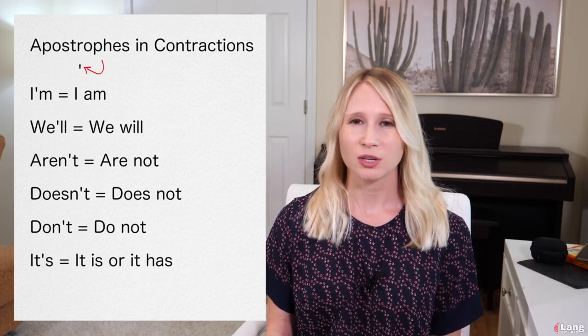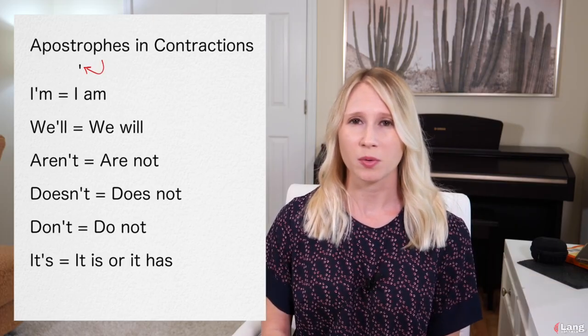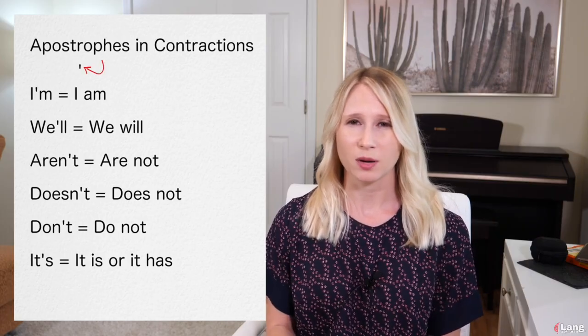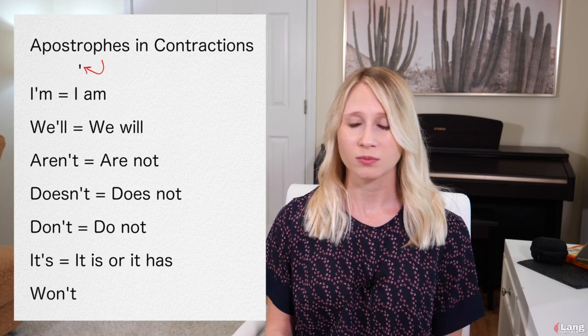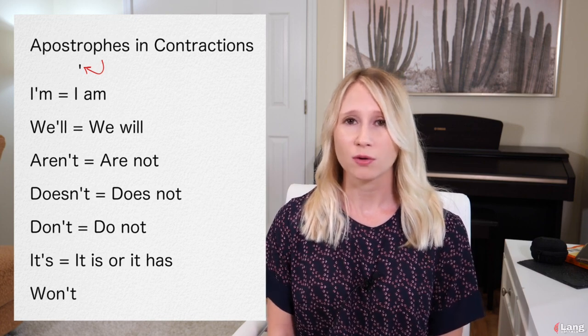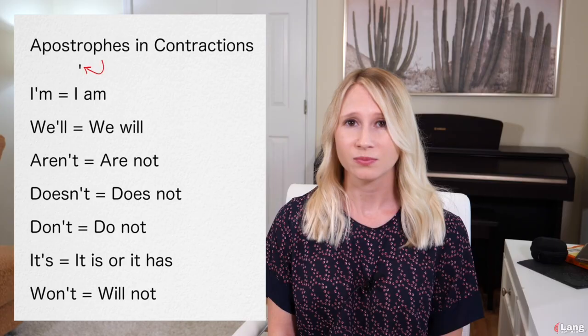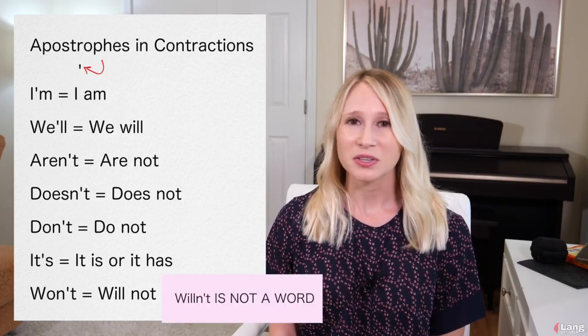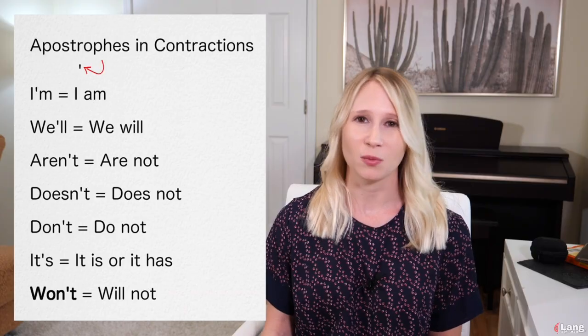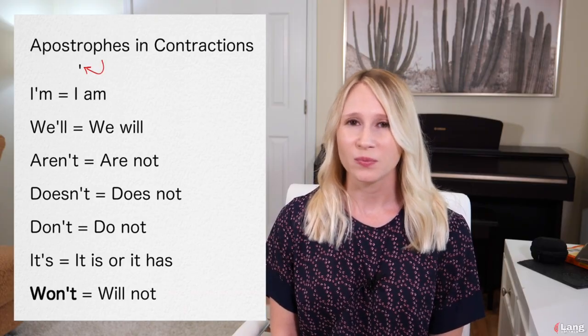The only contraction where the rule for replacing the letters with an apostrophe doesn't work is in the word won't. Won't is short for will not. There's no such word as won't. It's simply won't, and that's the only one that doesn't fit the rule.